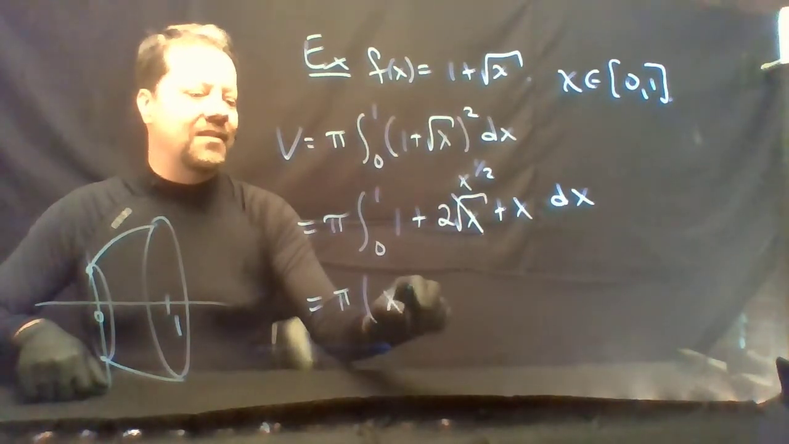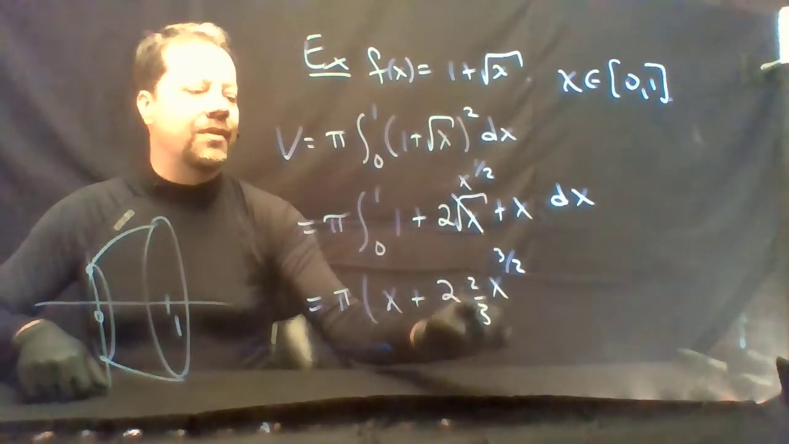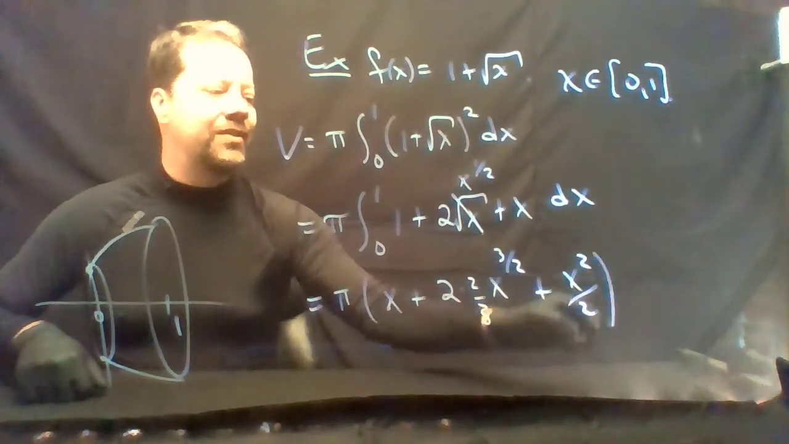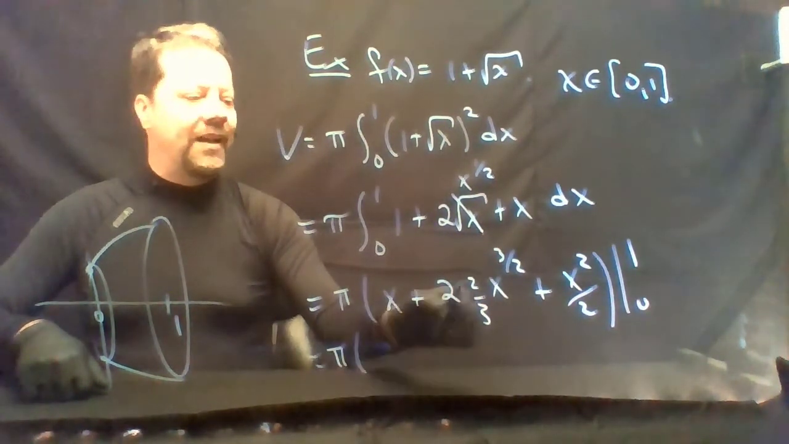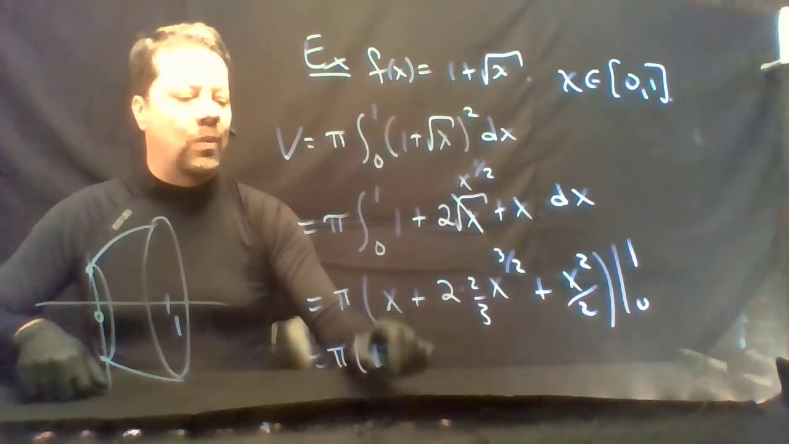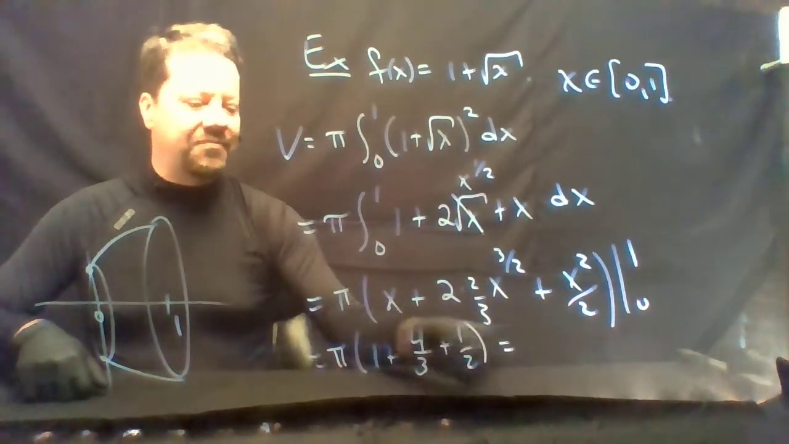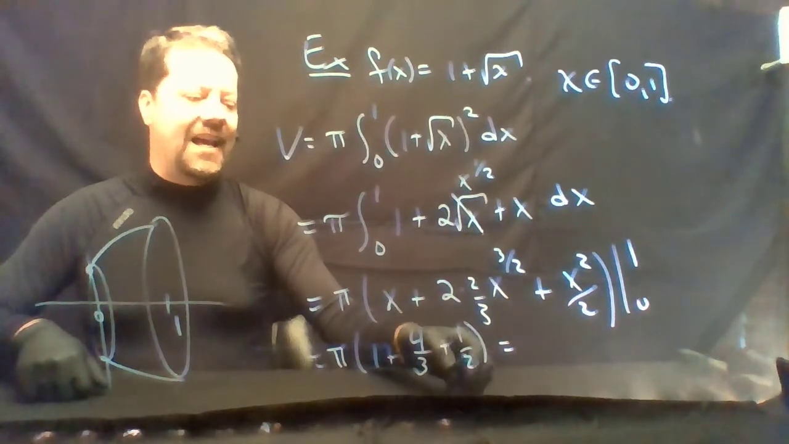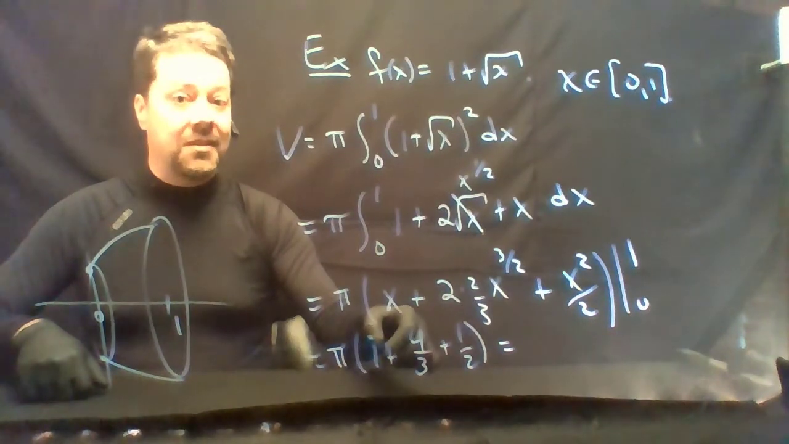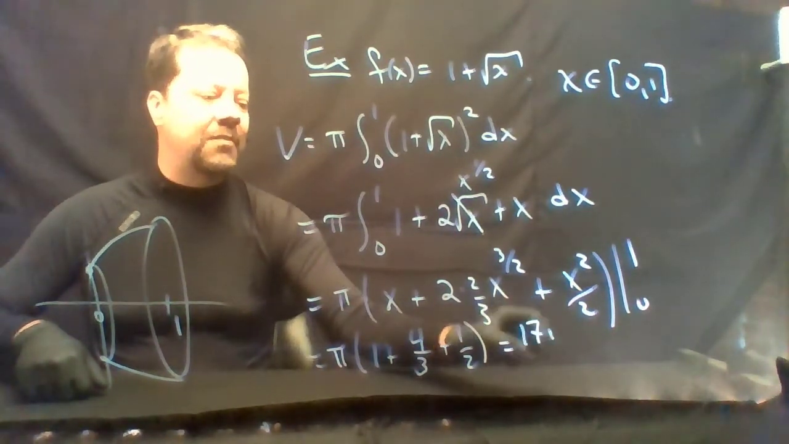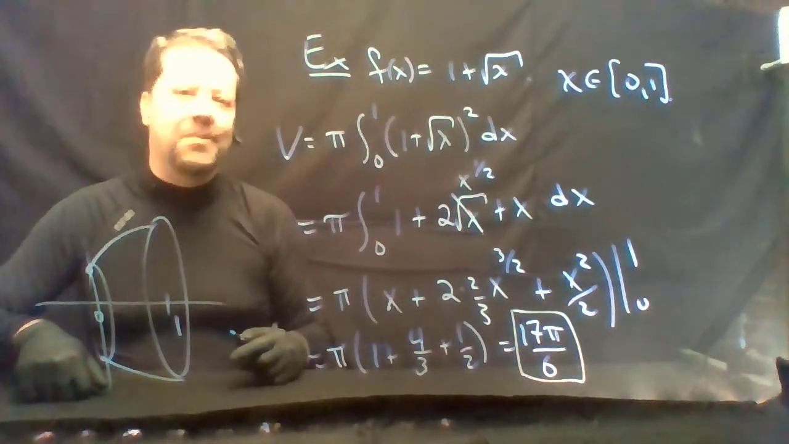So we'll have x plus 2 x to the 3/2 times 2/3 plus x squared over 2. Plugging in 1, we have pi times the quantity 1 plus 4/3 plus 1/2. 4/3 and 1/2 is 8 plus 3, which is 11/6, plus another 6/6 gives you 17/6, so we get 17 pi over 6 is the volume of that ham-shaped solid.